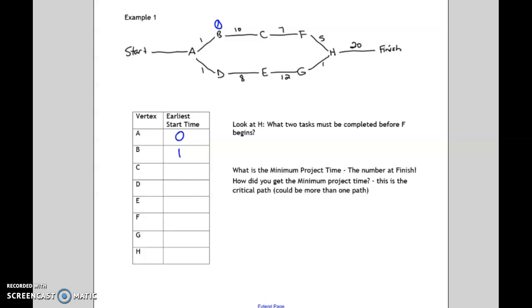Okay, so next we're going to defrost the hamburger, which takes 10 minutes. So before I can start browning the hamburger, I will have spent 11 minutes. So we have to add 1 plus 10 to get to that 11 minutes.